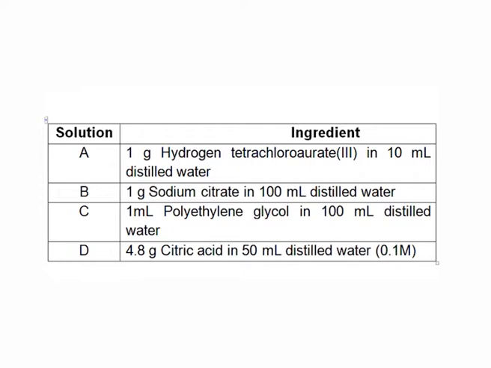Second is 1 gram sodium citrate in 100 ml distilled water for solution B. For solution C, the ingredient is 1 ml of polyethylene glycol in 100 ml of distilled water. For solution D, the ingredient is 4.8 grams citric acid in 50 ml of distilled water, that too 0.1 molar.